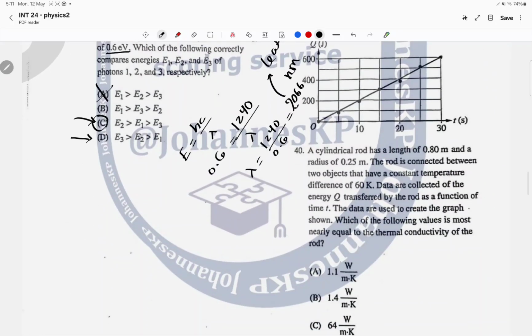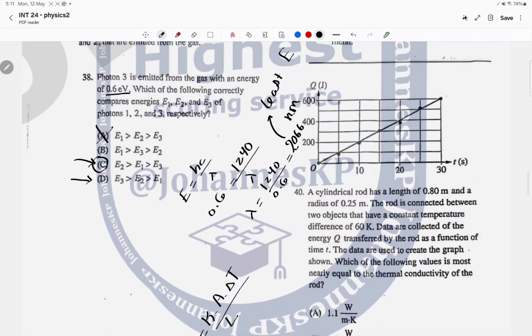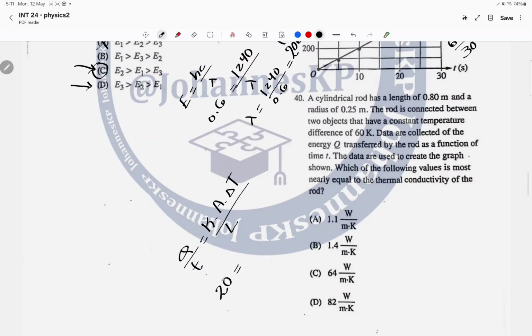Question 40. We should bring up this equation. Q over T, it's in your equation sheet, is equal to K times A times delta temperature, over L. A is on top, over L. So Q over T is going to be the slope here, right? What's our slope? 30, 600 with 0, 0. So it's 600 minus 0 over 30 minus 0, which is 20. Our slope is equal to 20.